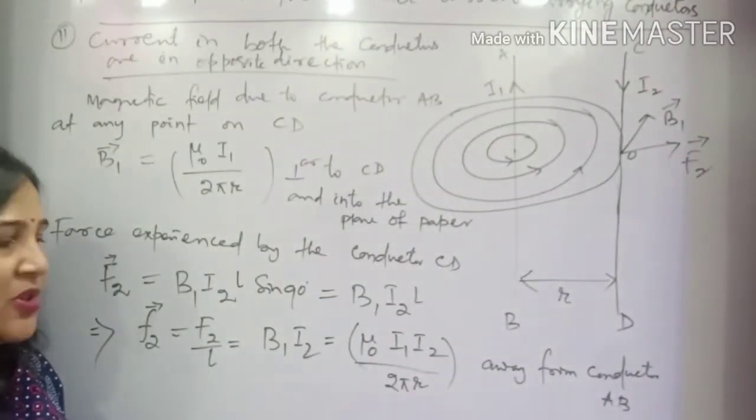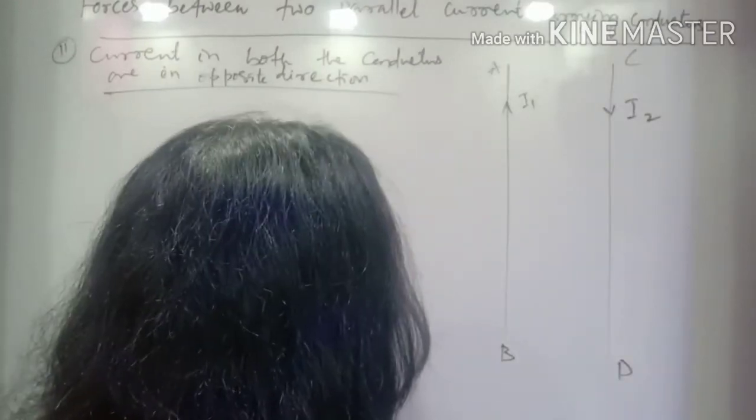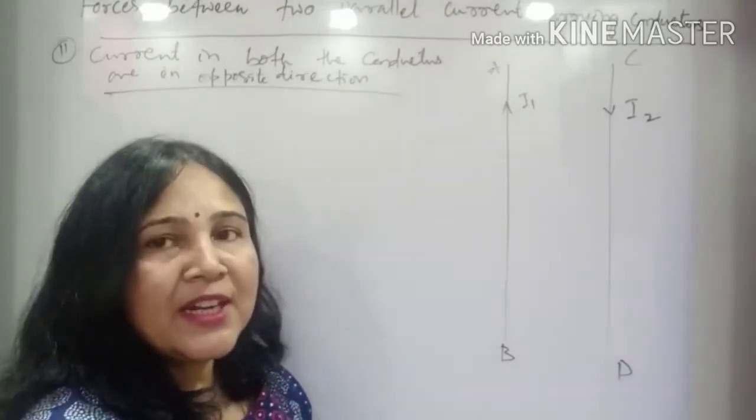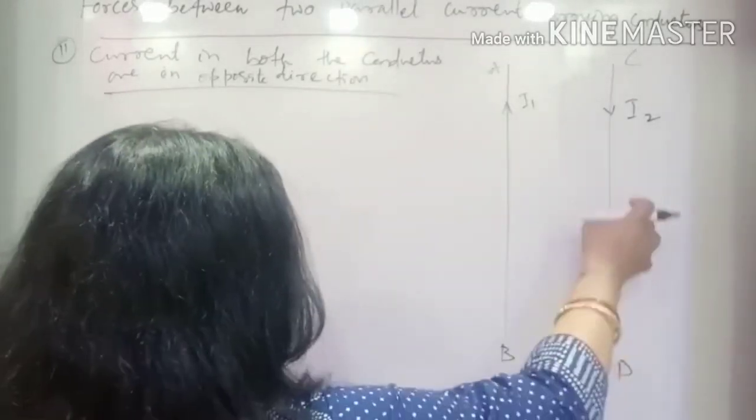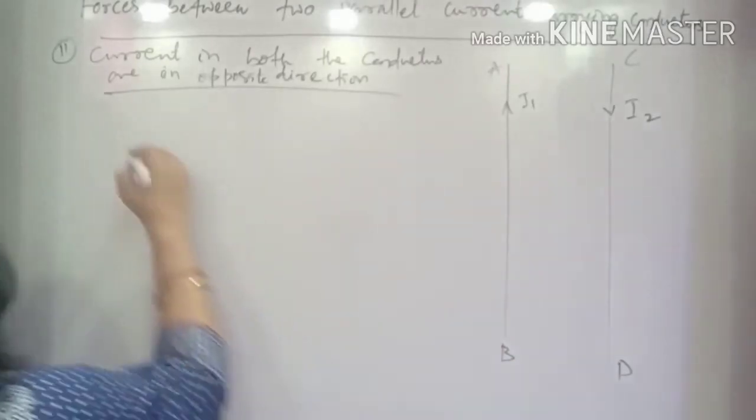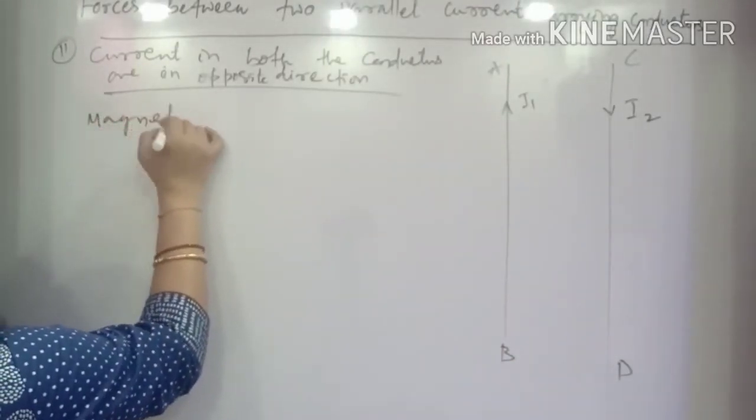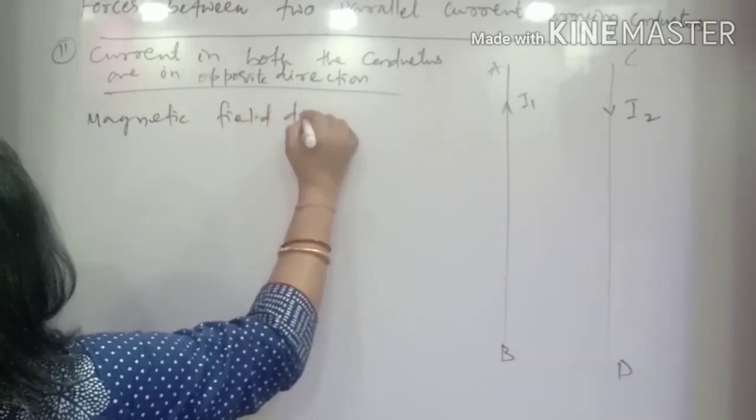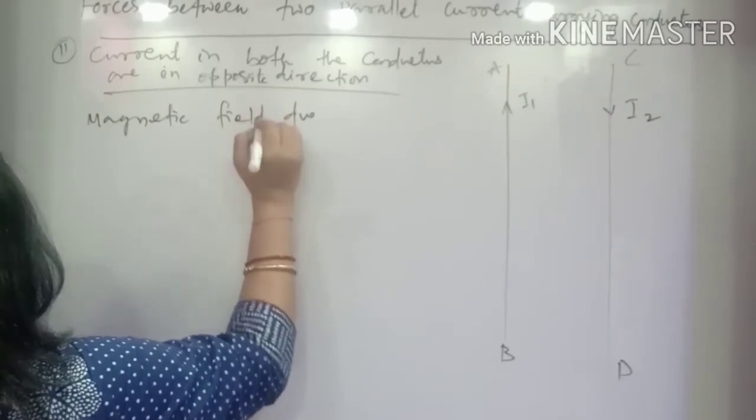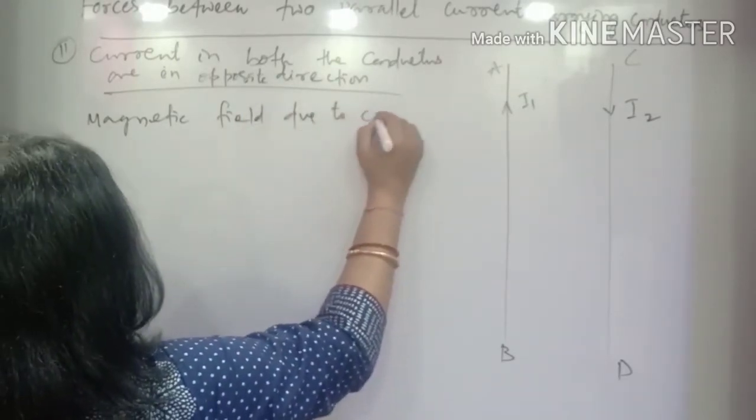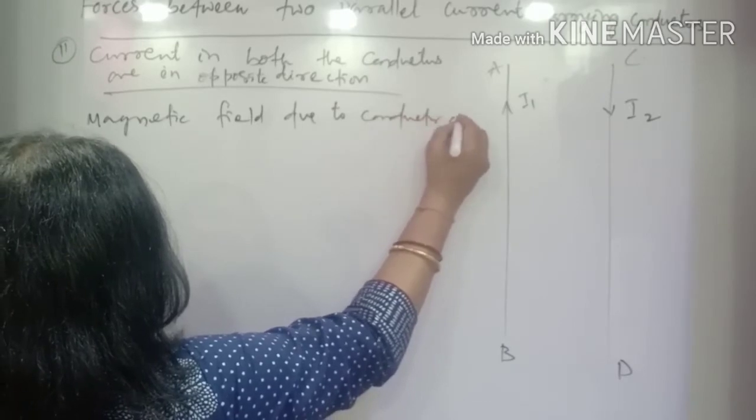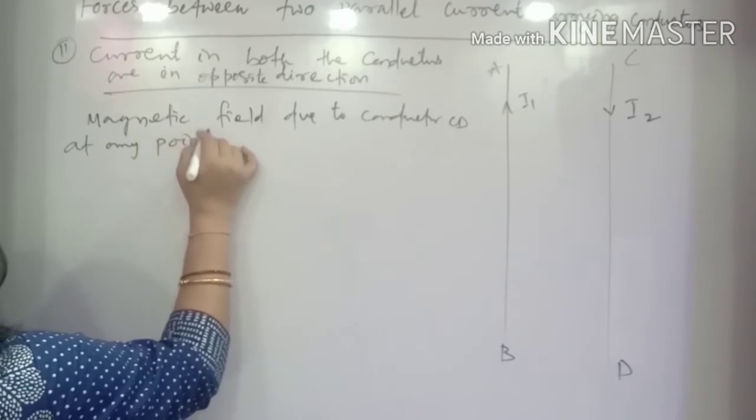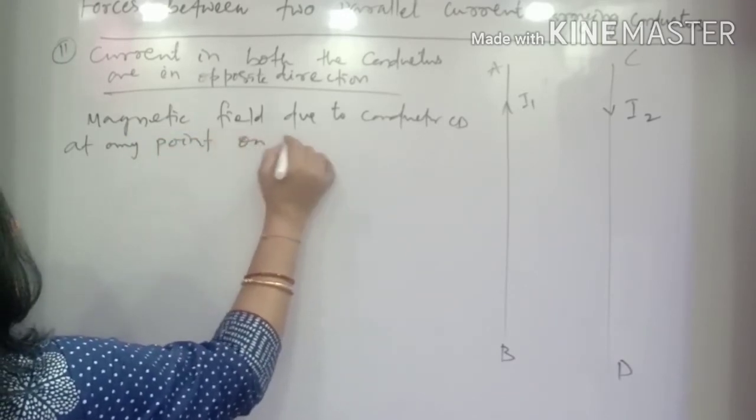Similarly, we can also find the expression for F1. In this case, again we have to find the force experienced by the conductor AB due to conductor CD. The same thing: first we'll consider conductor CD, which is carrying current I2, and find the magnetic field due to it. So the magnetic field due to conductor CD at any point on AB.